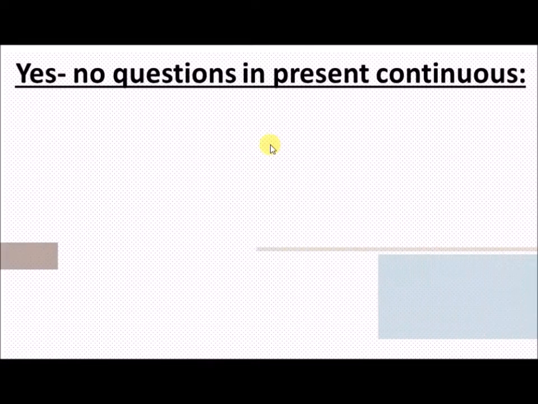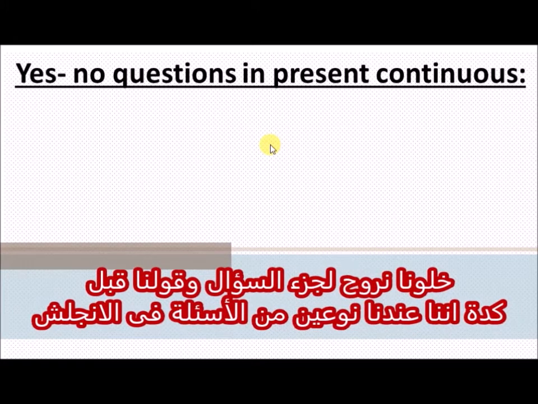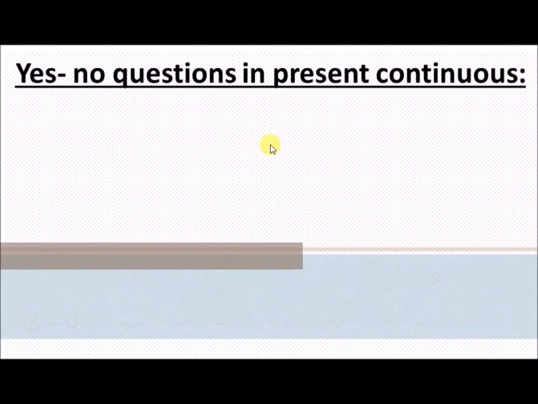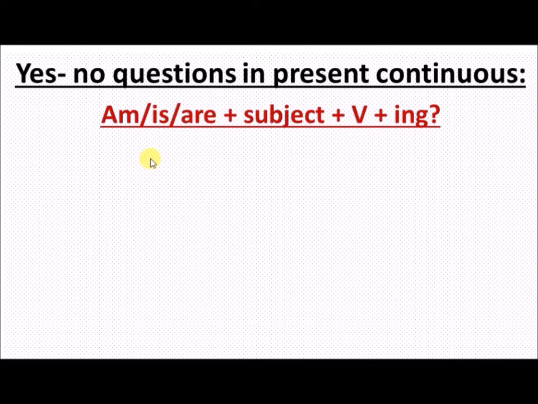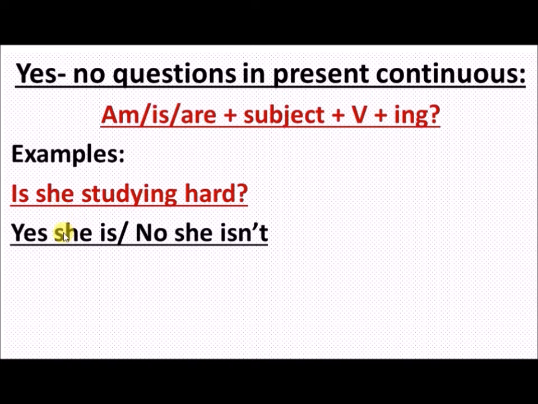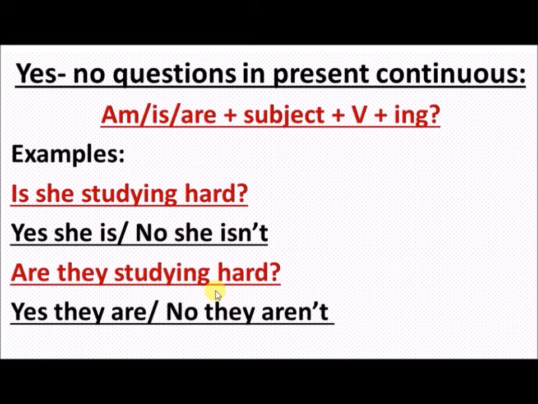Now let's move on to the questions, and we said before that we do have two types of questions in English, the yes/no questions and the WH questions. Right now in this slide, I'm gonna start with the yes/no questions. I start with verb to be, which is am, is, or are, and then I bring my subject plus the verb plus ing. For example, is she studying hard? And my answer is yes she is, or no she isn't. Another example, are they studying hard? Yes they are, or no they aren't.